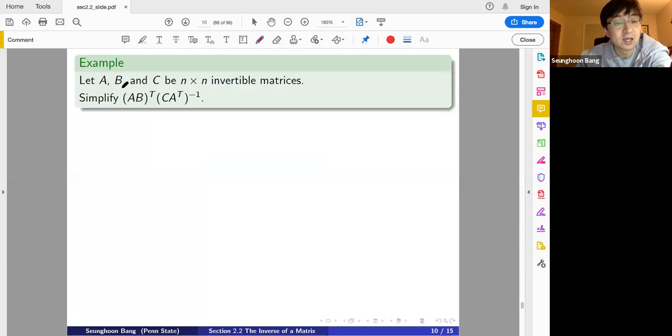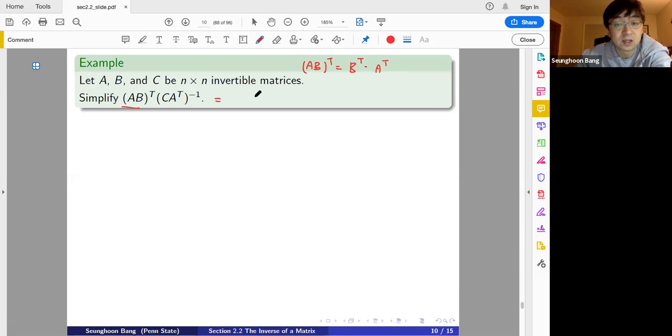A, B, and C are n by n invertible matrices. How can you simplify (A B transpose C A transpose) inverse? How can you do that? First, you can use the previous result from section 2.1. Do you know this one? The transpose of AB is the transpose of B times transpose of A.